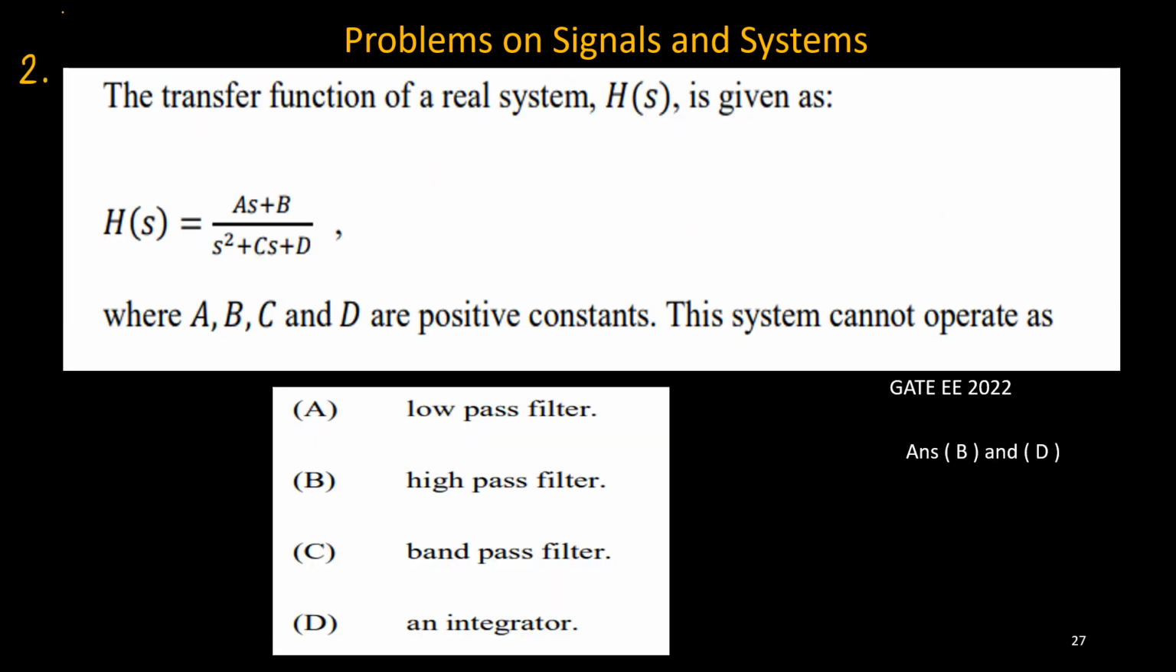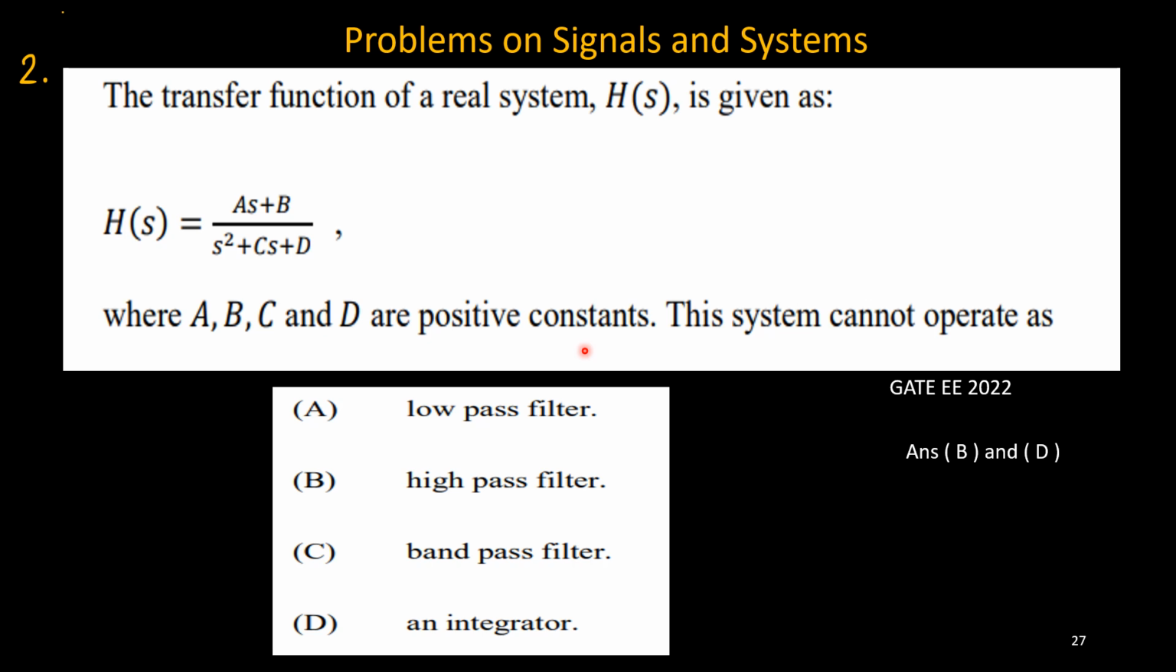This is your next problem. One transfer function of a real system H(s) is given in this form: H(s) equals (a times s plus b) upon (s square plus cs plus d). Look at it carefully. This is your H(s). One numerator and one denominator function are given, and a, b, c, d are positive constants, it is mentioned.